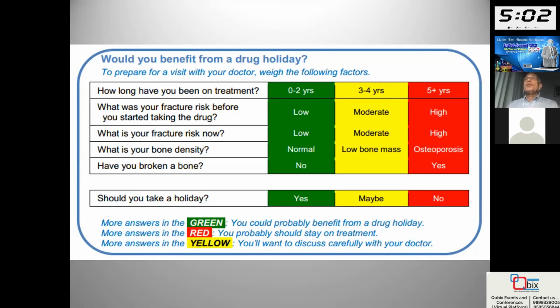Well, if you look on the left, green, if your fracture risk was low, if your bone density is okay, you've not had a fracture, then you can take a drug holiday. On the right, you have been on treatment for more than 5 years. However, your fracture risk was high, it is still high, and you have broken a bone, then maybe you should not take a holiday. But this is just one piece of information.